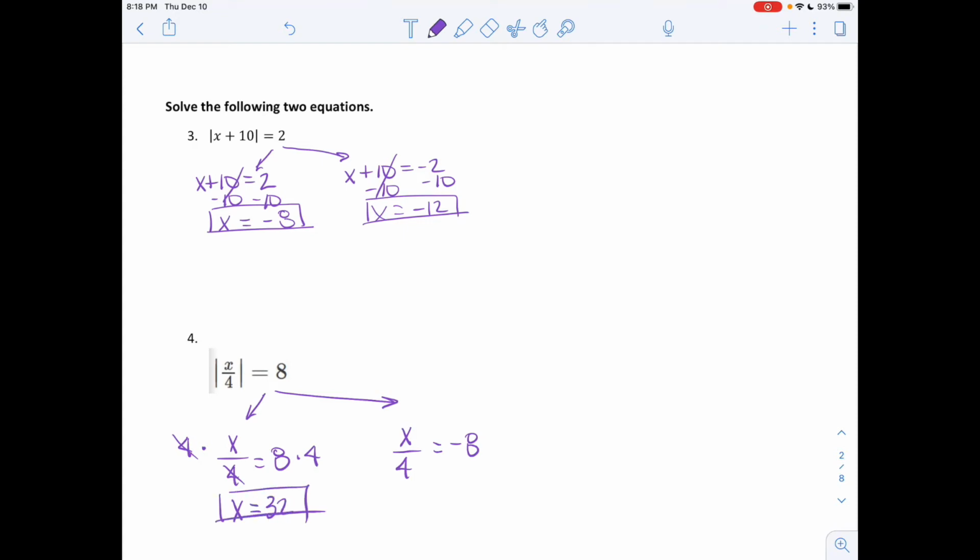For the other one, we need to do the same thing. I want to eliminate a 4 in the denominator of a fraction. So in order to eliminate it in the denominator, I need to have a 4 on the top where I'm multiplying. So those will cancel, and I'm again multiplying by 4 here. X is equal to -32.